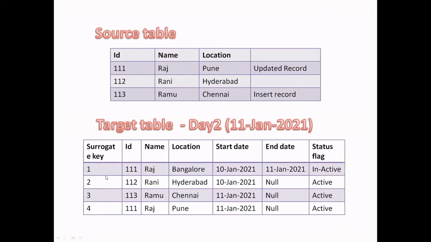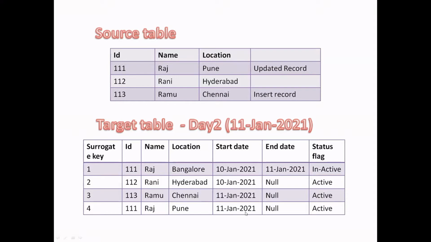Okay, so now here comes the role of the surrogate key. Here, if you see, the ID is actually a primary key, but it is getting duplicated here. See, 111 and 111, you have two records. This is the previous record, the history record, which is inactive. So now what we will be doing is, this 111 Pune record is the new, active record which will be coming here, 111 Raj Pune, and the start date is 11th Jan, which I have mentioned here as per your example.